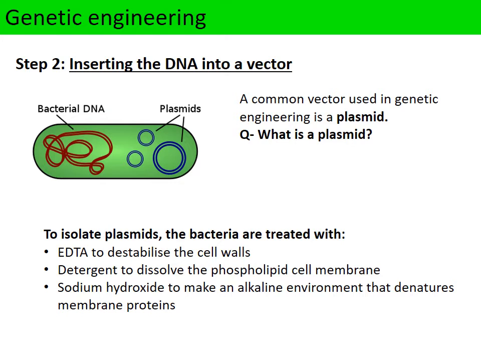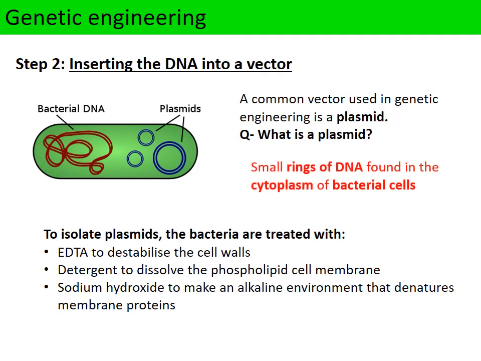Before we can do this, we need to isolate the plasmid from bacterial cells. So what is a plasmid? Well, it's a small ring of double-stranded DNA found in the cytoplasm of prokaryotic cells, such as bacteria. To isolate plasmids before we start to cut them open, we can destabilize the cell walls made of peptidoglycan, so we can damage them and get rid of them. We can add a detergent that's going to dissolve the phospholipid cell membrane, the phospholipid bilayer of the bacterial cell. And if we dissolve the phospholipid cell membrane, we can then extract the DNA, including the plasmids.